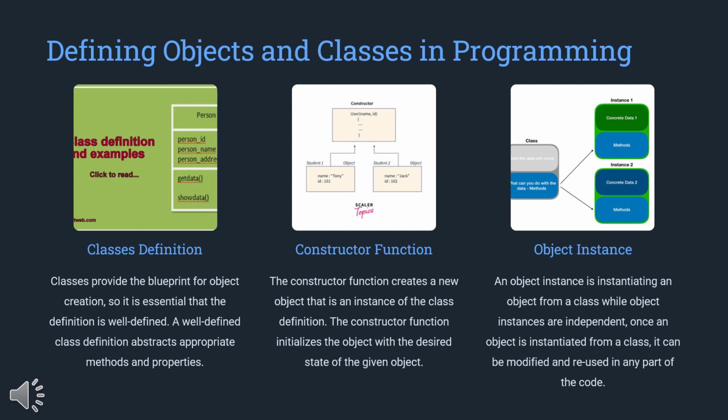And finally, the object instance. An object instance is created by instantiating an object from a class, and object instances are independent. Once an object is instantiated from a class, it can be modified and used in any part of the code.